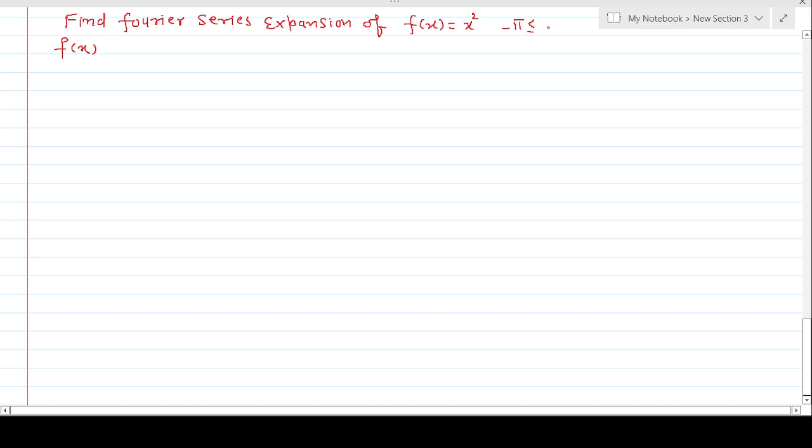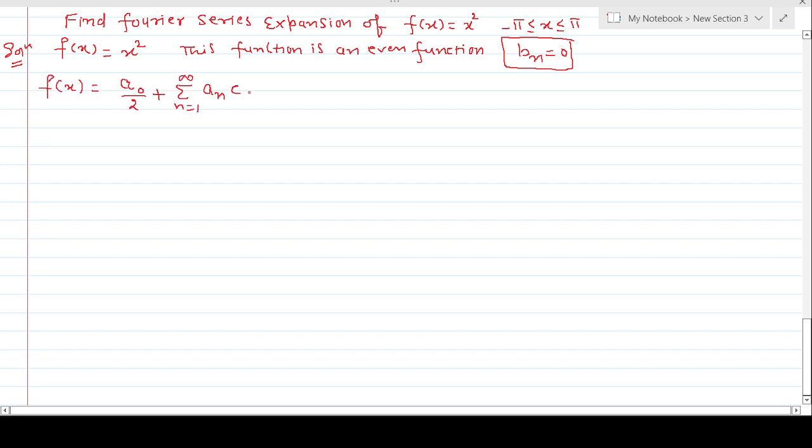And this function is an even function. So as it is an even function, the value of Bn is 0. Now the Fourier series expansion of this then becomes f of x equal to a naught by 2 plus summation n equal to 1 to infinity an into cos nx. Now we would like to find the value of a naught and an.